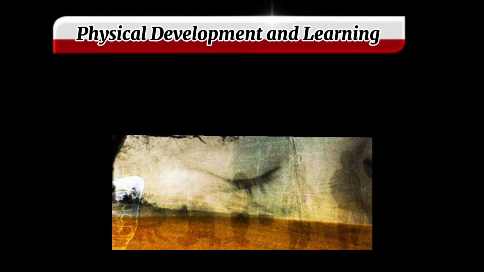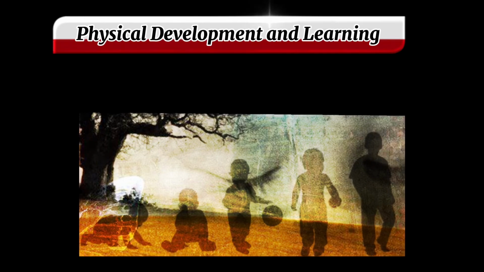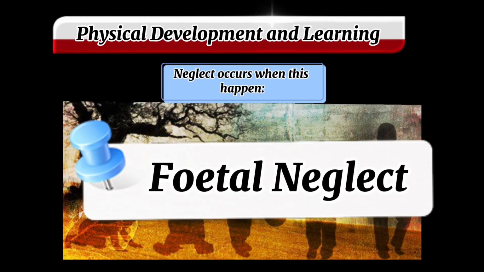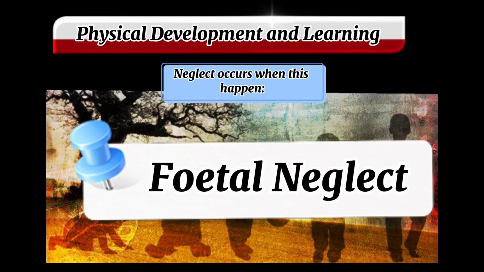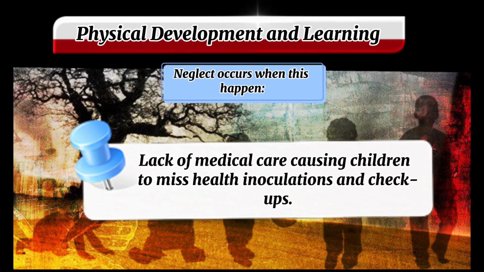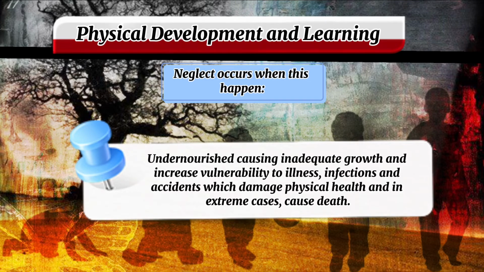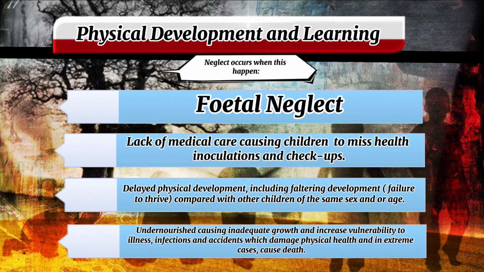Physical development. Neglect may affect a child's physical development and health in any of the following ways. Total neglect is delayed growth within the womb causing underweight babies with underdeveloped organs. Lack of medical care causing children to miss health inoculations and checkups. Delayed physical development, including faltering development, failure to thrive compared with other children of the same sex and/or age. Undernourishment, causing inadequate growth and increased vulnerability to illness, infections, and accidents which damage physical health and in extreme cases, cause death. A child is neglected if they experience this.